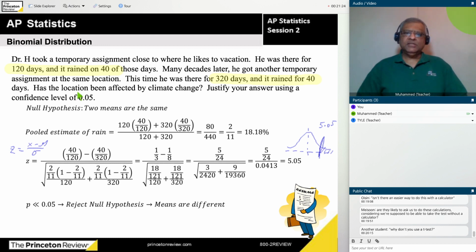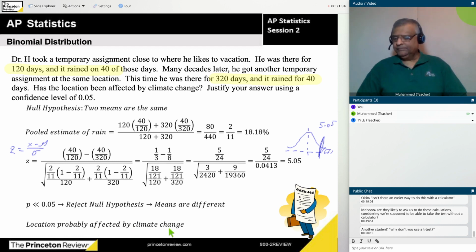Well, has it got to do with climate change? There, as a statistician, you may not be able to say. You can say, well, probably affected by climate change. So that's what you could say as a statistician.